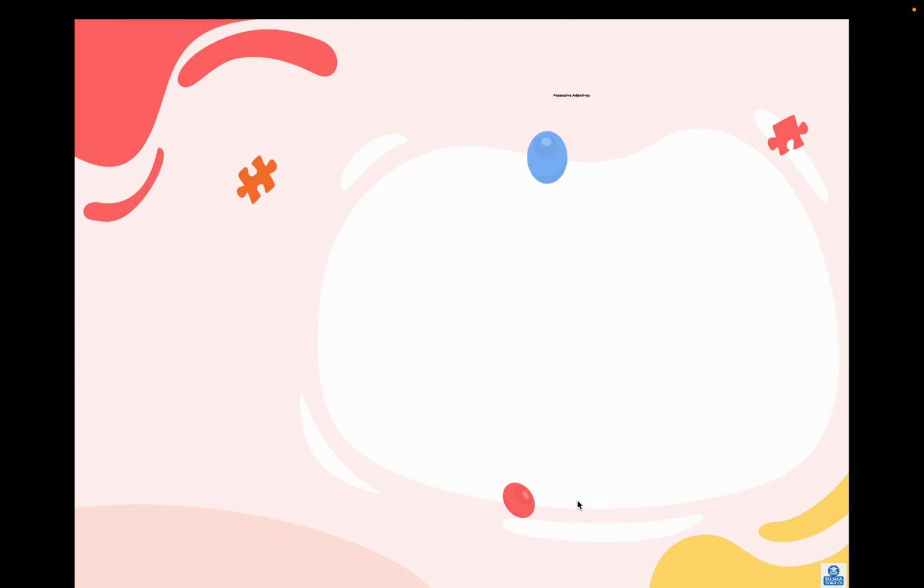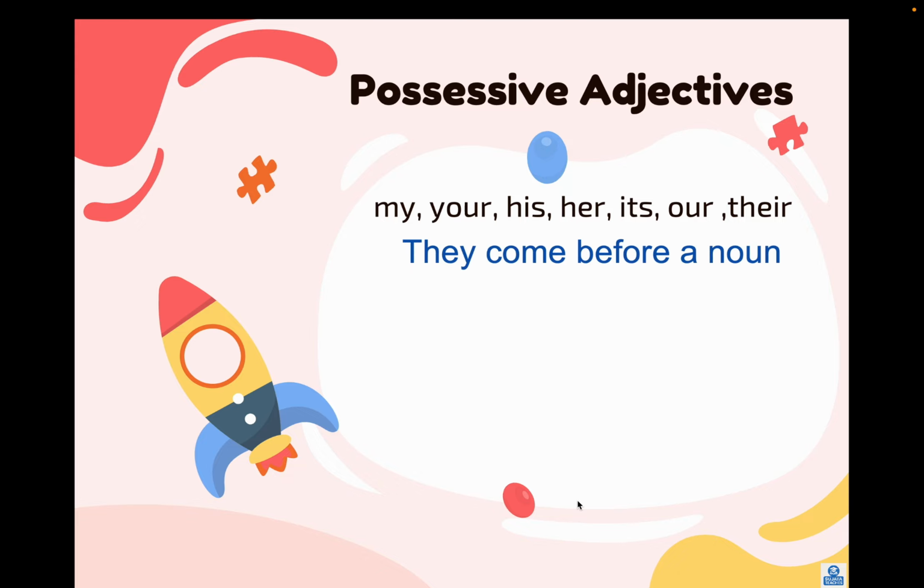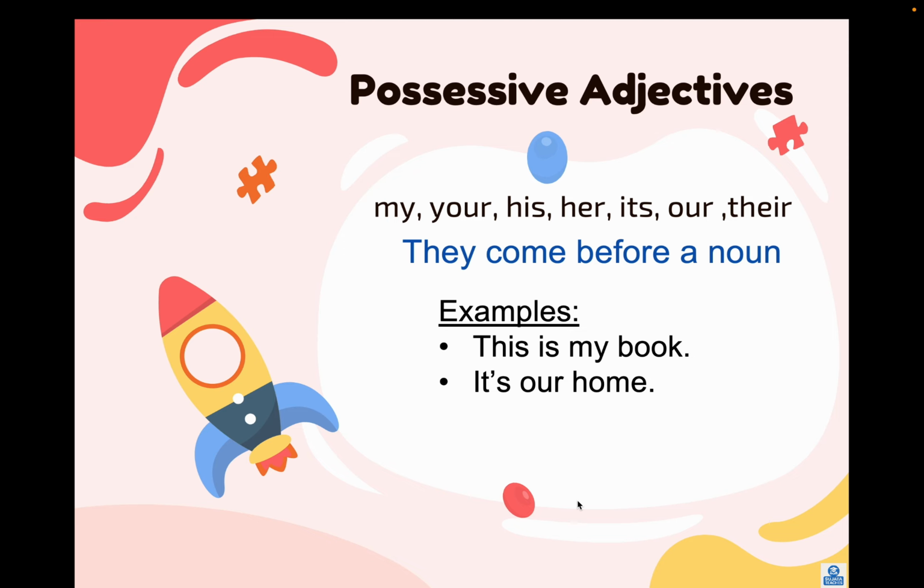Let's break it down. Possessive adjectives: my, your, his, her, its, our and their. They come before a noun and describe whose thing it is. Here are some examples. This is my book. It's our home. Here, my and our show possession, and they have a noun after them. So, this is a possessive adjective.